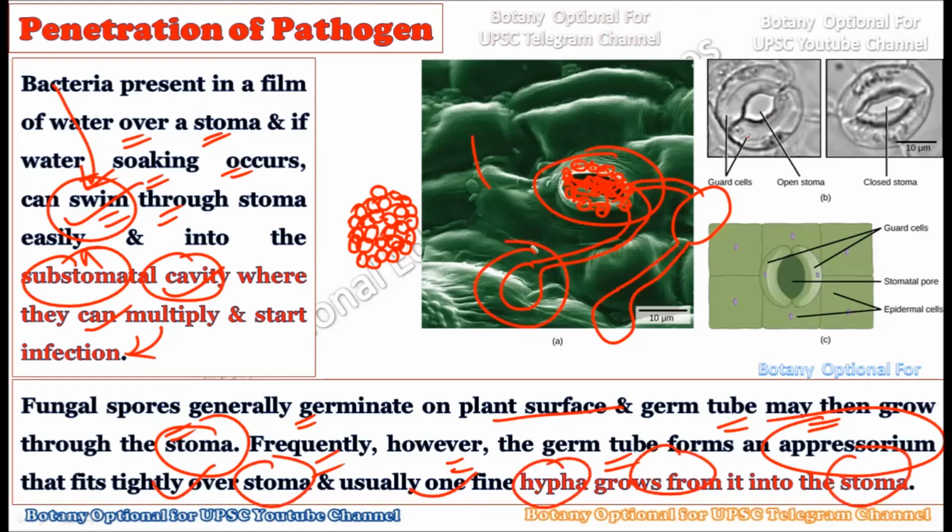So it is like this. For example, the spore has landed here, and the germ tube is created in this way. Okay, here is the germ tube creation. Now here the appressorium is created over the opening of the stoma. Okay, and it is tightly fitting into the stoma, and then it will create the peg-like structure which will grow into the fine hyphae within the plant body. Okay, so this is how the fungal spores can germinate and grow within the plant body internally.